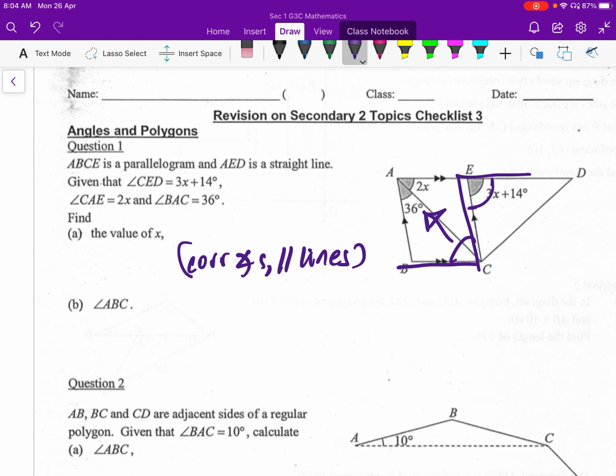Okay, without reasons, you will not be able to get full marks, regardless of whether they state in the question to show your reasons. They don't have to say that. It is understood that you need to state your reasons.